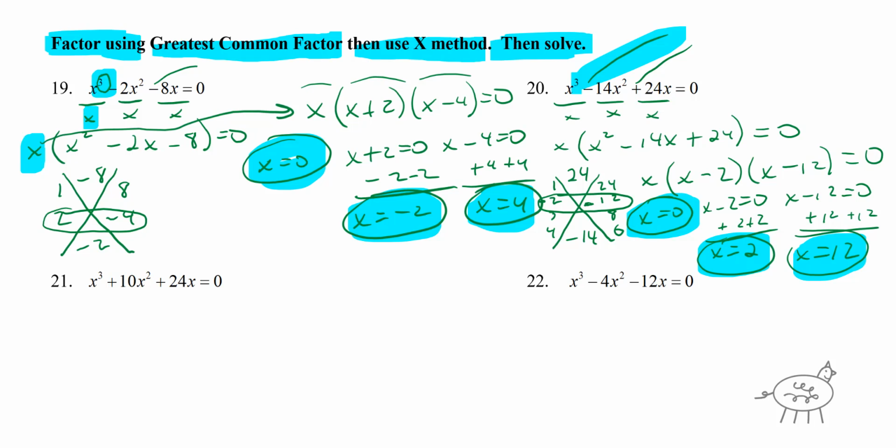Okay? So again, greatest common factor, which is usually just X, and then you do X method, and then you set each of those equal to 0 and solve.